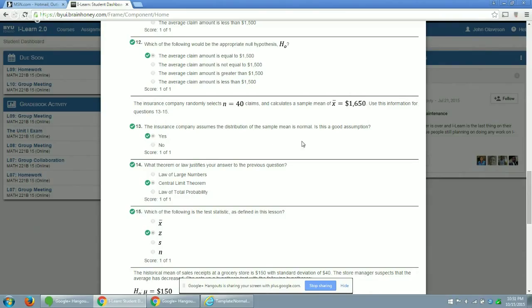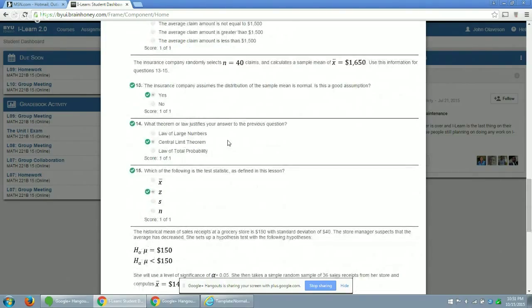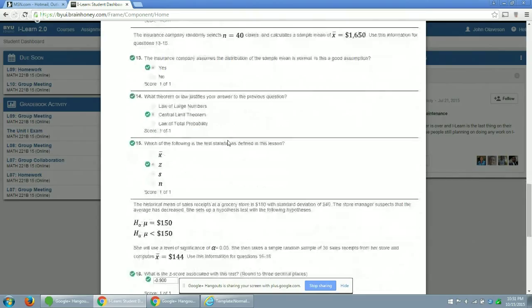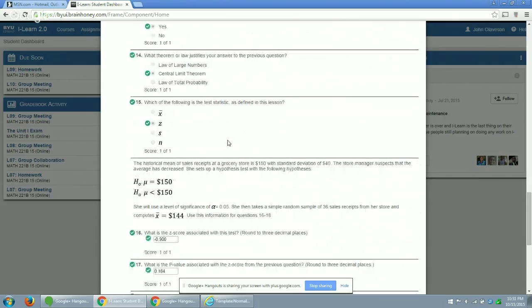When a sample mean is normal, it's this number right here, and is greater than 30. So what theorem and law justifies this? From our previous lesson, it was the central limit theorem. The test statistic, which we talked about earlier, is found on page 6, and it's the Z. The Z is the test statistic.